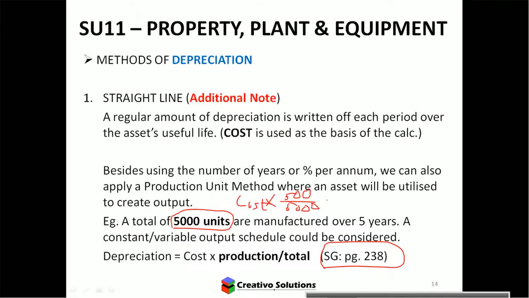Next year I manufacture 1,000 units. Then it's going to be 1,000 over 5,000. So you can look at the example. It's very basic, it's very simple, but it's just something additional just in case. But like I said, I've never seen it get tested. It's just something additional that the study guide provides you with, but the textbook doesn't have it at all.